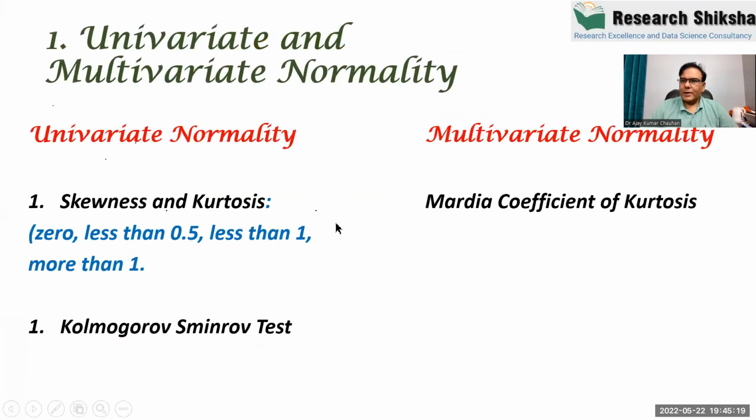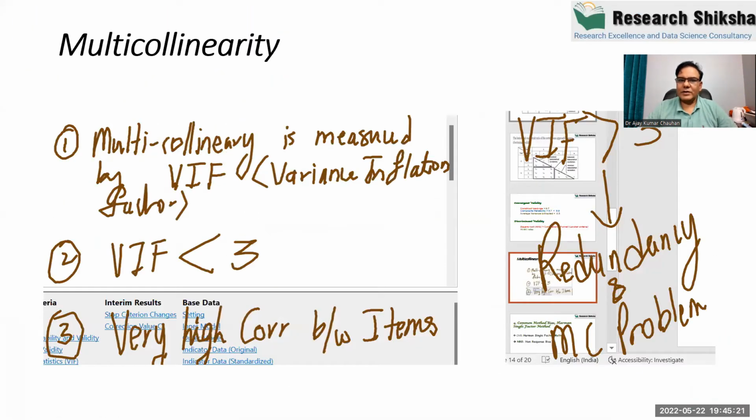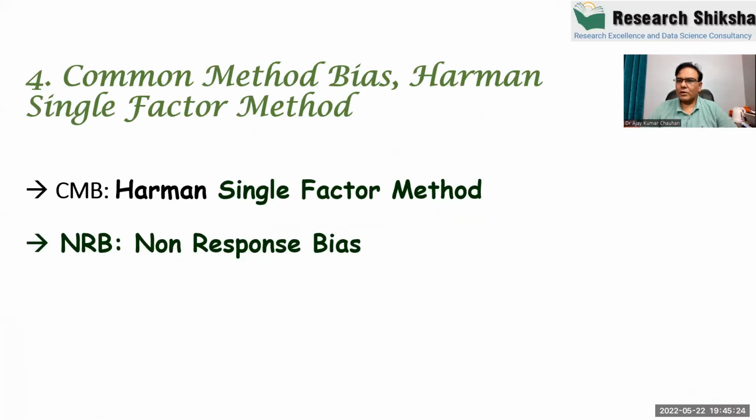So common method bias, nowadays it is almost compulsory to prove that your scale is free from biasness, right? And the second biasness, I have seen in many papers, I will also show you where it is written. There is another biasness called non-response bias, that is called NRB. So what is NRB? Non-response bias. And sometimes the reviewers ask you.